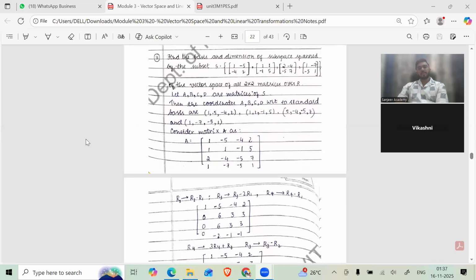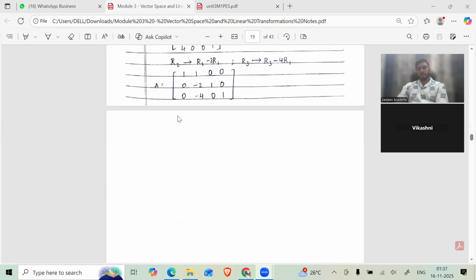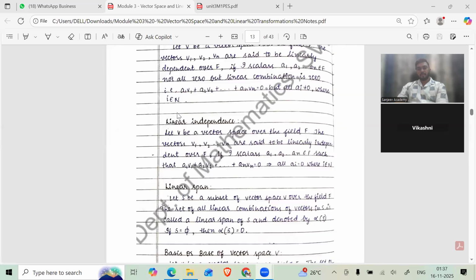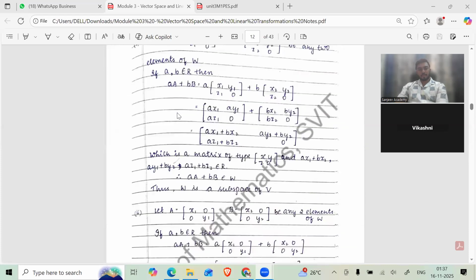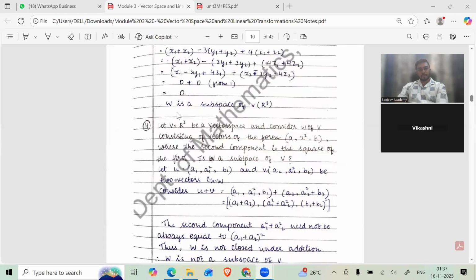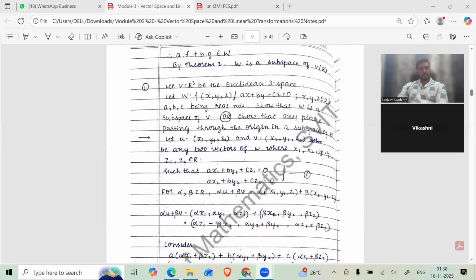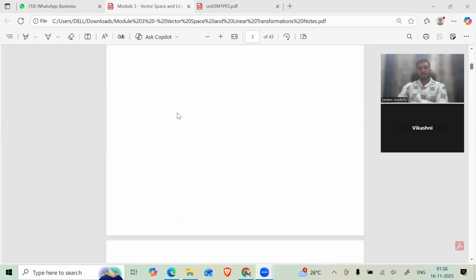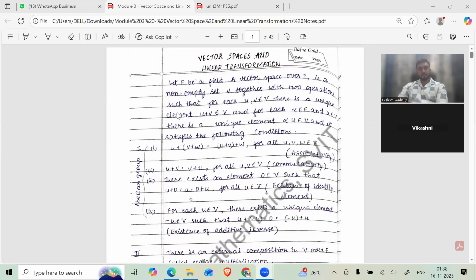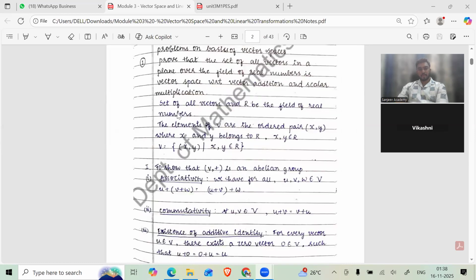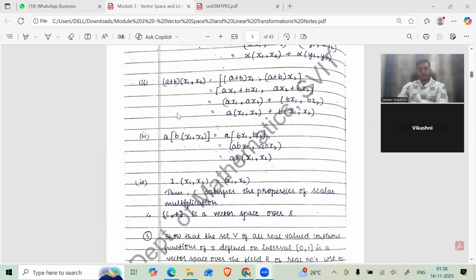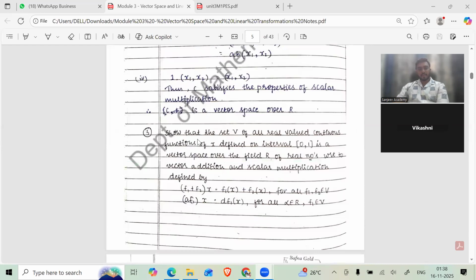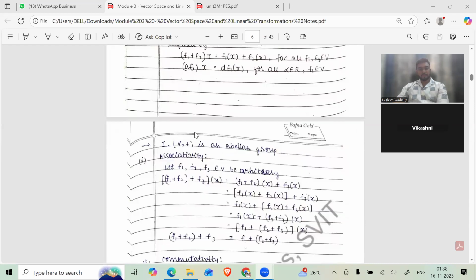Yeah, pretty much an easy topic to get almost full marks. Okay. So I'm strictly going for the exam point of view. This is vector spaces and linear transformation.